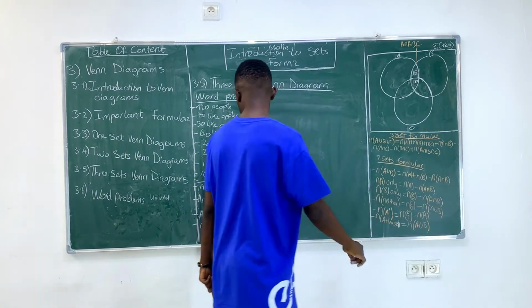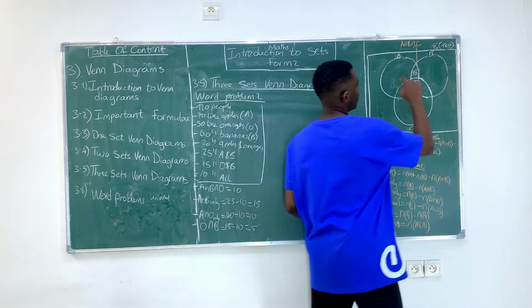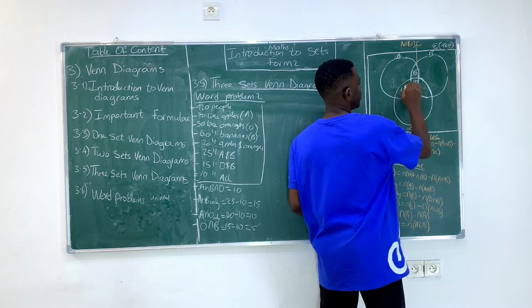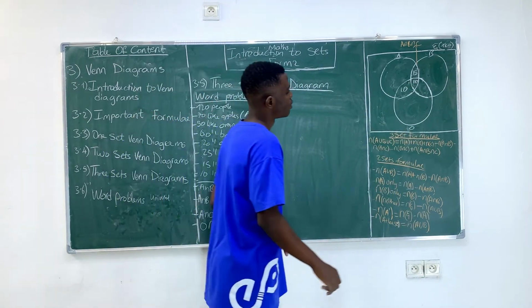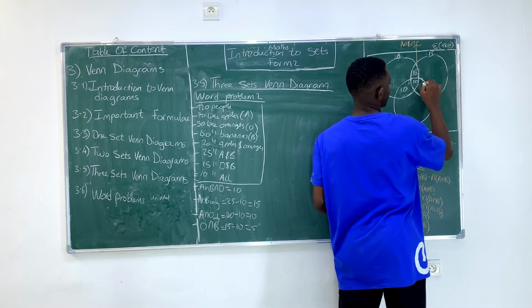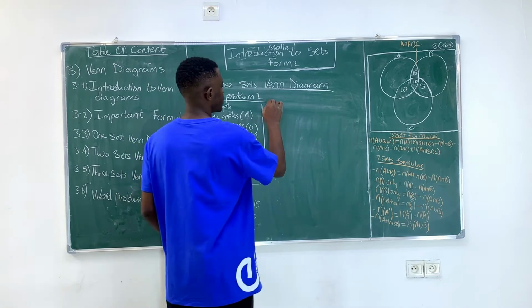A intersection B is 15. A intersection O is 10. A intersection O, I have 10 here. O intersection B is 5. O intersection B, the corner intersection is here, my 5. Now I'm looking for the onlys.